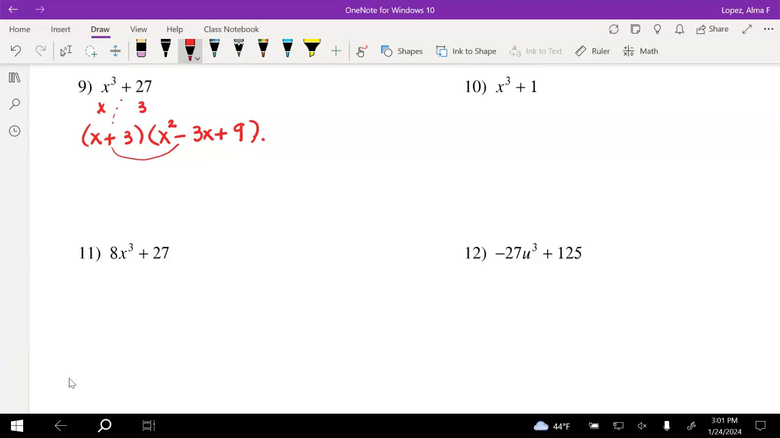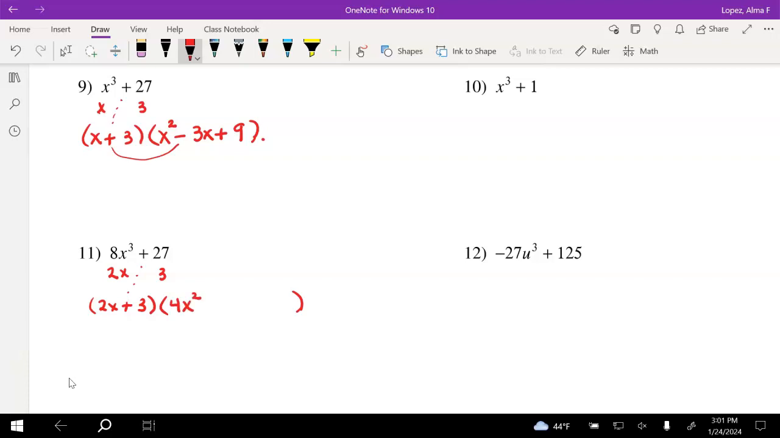For number 11, again, start off by identifying what's being cubed in each position. The 8 is a 2 that was cubed. The x cubed is an x that was cubed, and 27 is a 3. Because we've identified that we have two cubes, open up a two-term and a three-term phrase. Let's build. The first parentheses is our two bases with the same sign as in the original problem. Our second parentheses is the trinomial made up of, first, our first base squared. That means 2x times 2x, which is 4x squared.